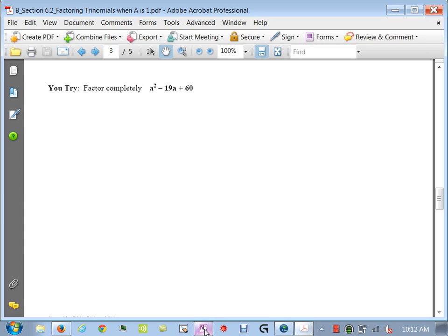Okay, well let's see here. Let's look at this one. Let's see if we can do this one mentally. I'll tell you how it works mentally. I need two numbers that multiply to be 60, but add up to be negative 19. So maybe you make a quick little thing on the side: a squared minus 19a plus 60.